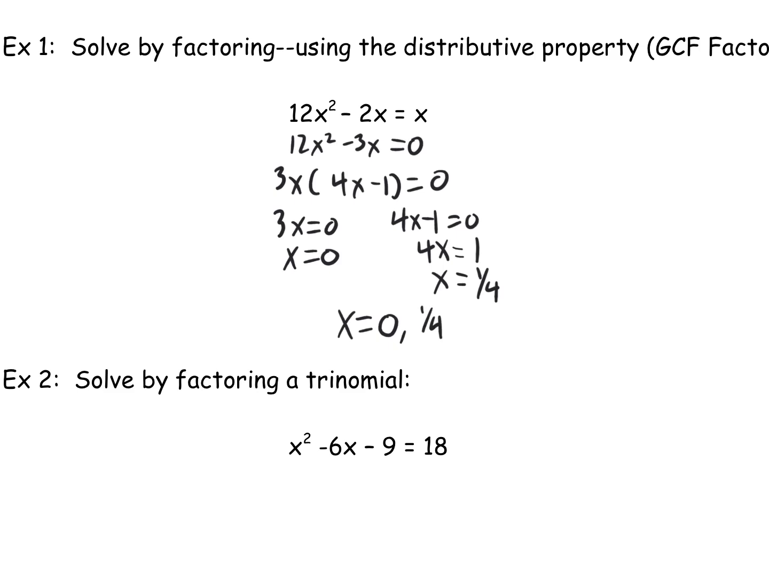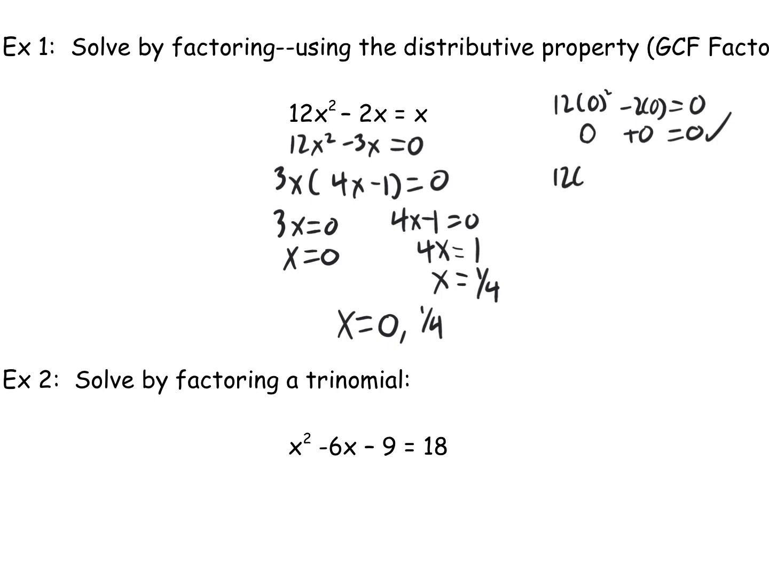Now I want to remind you that you can always check your answers to make sure that these do work. So we'll try 0 first. 12 times 0 squared minus 2 times 0 equals 0. Well, if x is 0, 0 squared is 0, and 0 times 12 is 0. And then if I have negative 2 times 0, that's 0. And 0 plus 0 is 0, so that checks out. So that one's good.